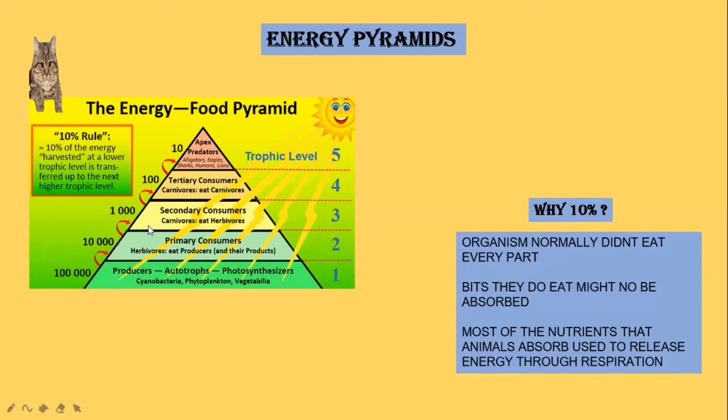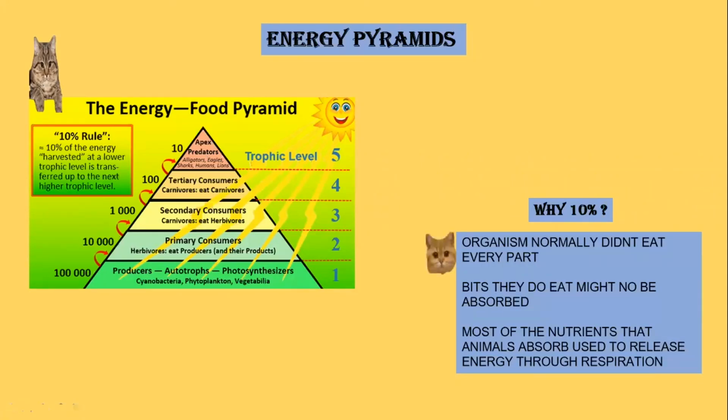So when the secondary consumer eats the primary consumer, only 10% out of 10,000 energy will be transferred to the secondary consumer. 10% out of 10,000 is 1,000. And the same goes for the next level.